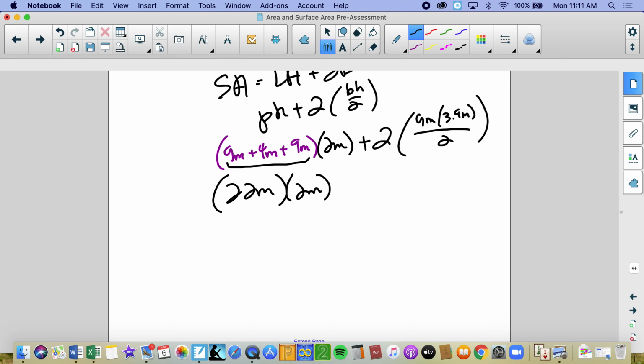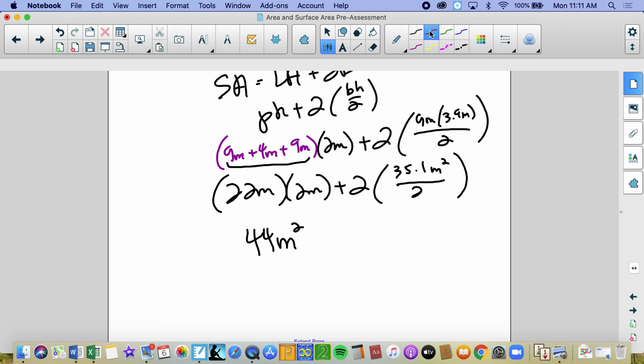That's the distance around the base, times 2. And then we have 9 meters times 3.9 meters, which is 35.1 meters squared, divided by 2. 22 meters times 2 meters gives me 44 meters squared.